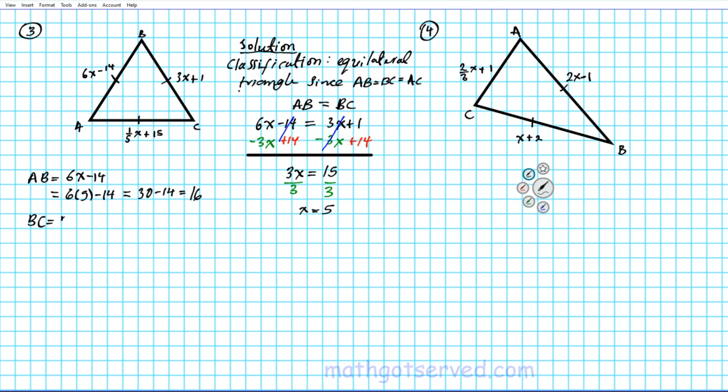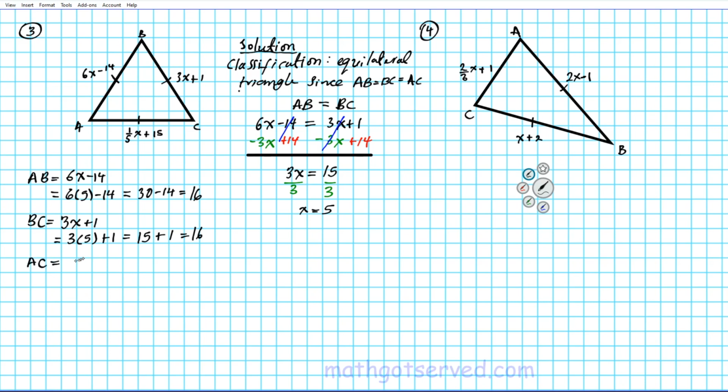All right, next one is BC. BC is 3x plus 1. Okay, so plug in 5. So if you have 3 times 5 plus 1. Using the order of operations, 3 times 5 is 15 plus 1. 15 plus 1 is 16. That looks perfect. Remember, this is an equilateral triangle, which means all 3 sides must have the same measure. So everything is looking fine so far.